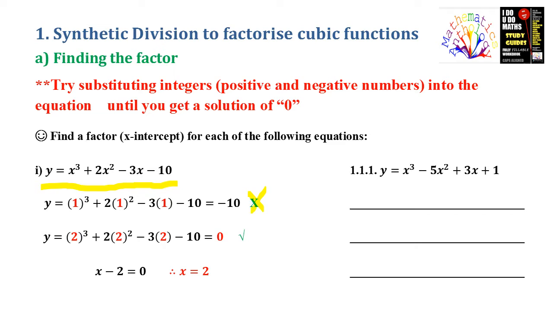Let's try 2. So wherever I see x, I'll substitute 2. So y is equal to 2 cubed plus 2 into 2 squared minus 3 into 2 minus 10. Put that on your calculator and you will get an answer of 0. This means that 2 is a factor. So x equals 2 is your factor here. Your first factor.